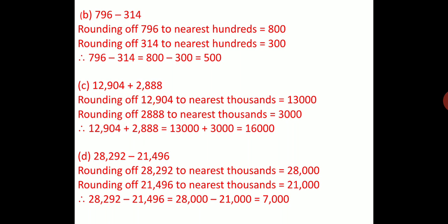Now D part, you just see here, it is here 28,292. It means 28,292 minus 21,496. So now I'll do round off here in 1000. So 28,292 round off to nearest 1000 is 28,000, and rounding off of 21,496 to nearest 1000 is 21,000, and 28,000 minus 21,000 equal to 7,000. Now you see the next slide.